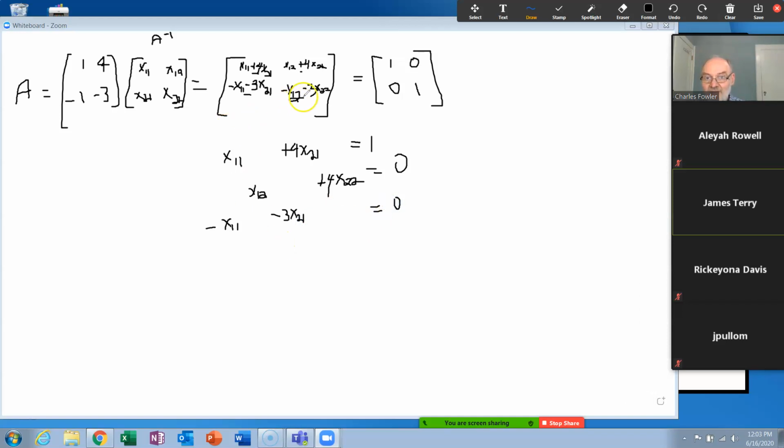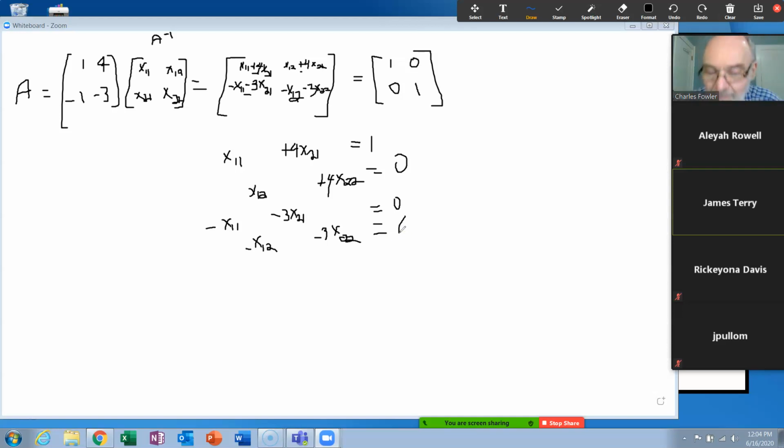And the last entry here, if I can read that, is a minus x sub 1,2. It's an ugly 1,2, but it's a 1,2. Minus x sub 3, or minus 3 x sub 2,2. It's supposed to be a 2, it sure doesn't look like one. And that has to equal 1 to get that to work.